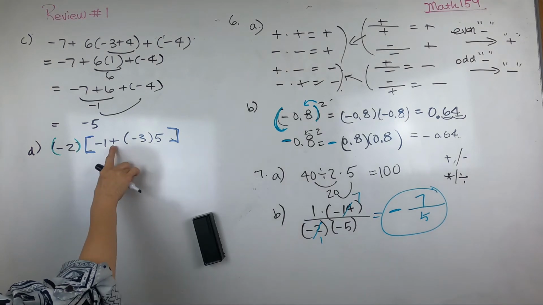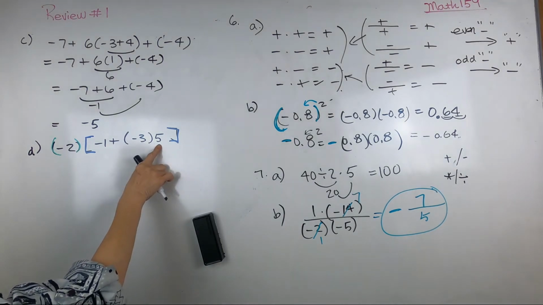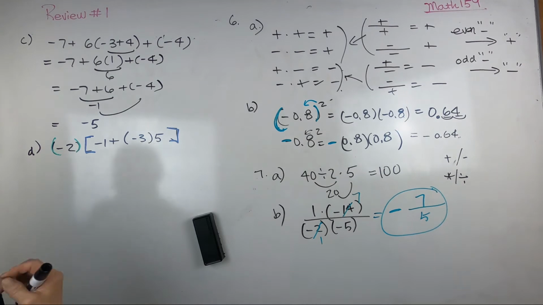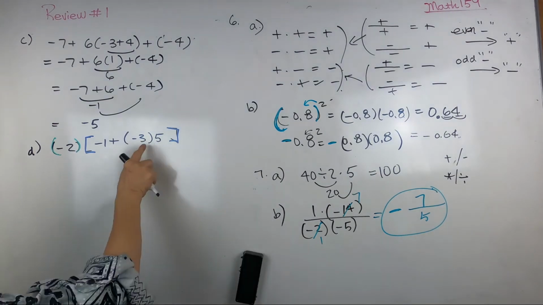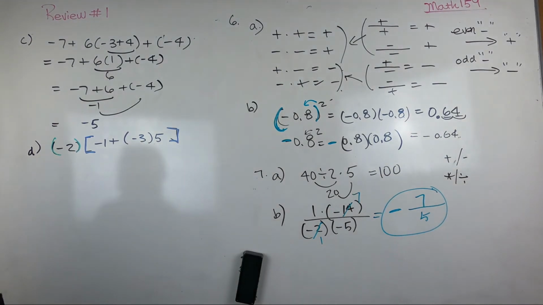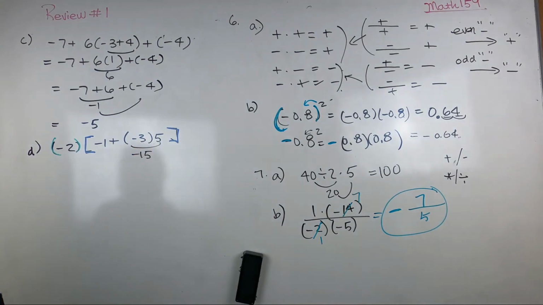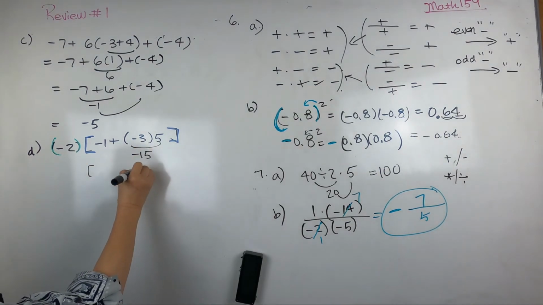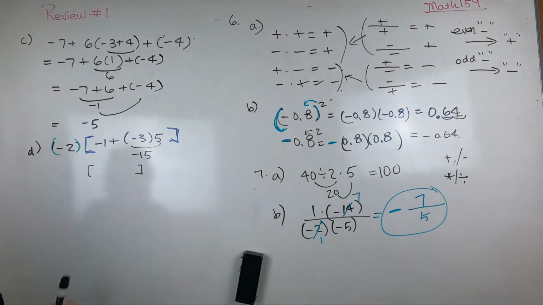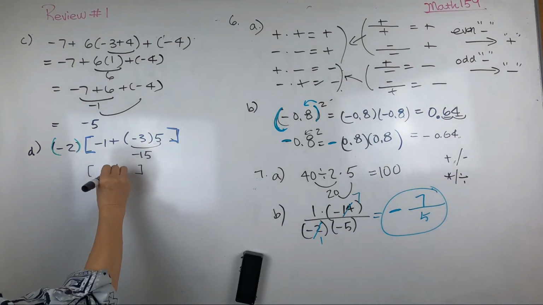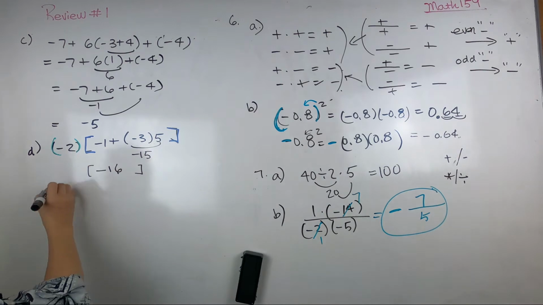Then within that you have addition and multiplication. Don't add first because it will be more dominant thinking for you. You have to get rid of that and do the multiplication first, right? So you have to do this. That will be negative 15. Then this group you have to finish up. Negative 1 plus negative 15. Same sign, you combine, 1 and 15 is 16. Then they are negative.